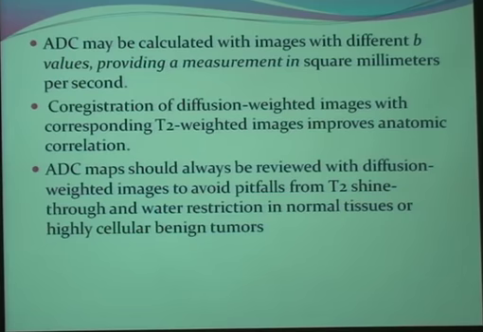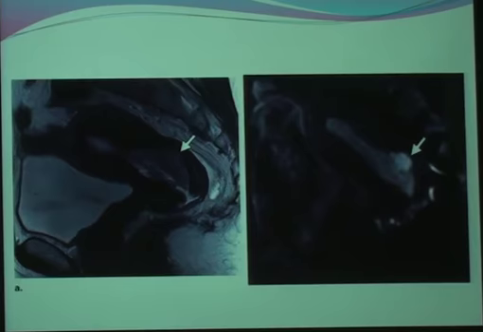Co-registration of diffusion weighted images with T2 weighted images improves the anatomical correlation, and the ADC map should be reviewed together with the diffusion weighted and the T2 weighted images. This is to exclude T2 shine-through and artifacts in the diffusion weighted images.